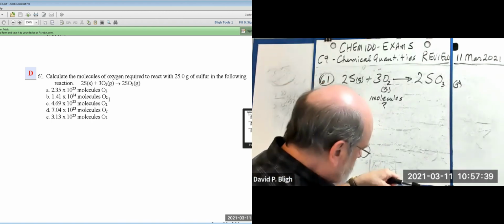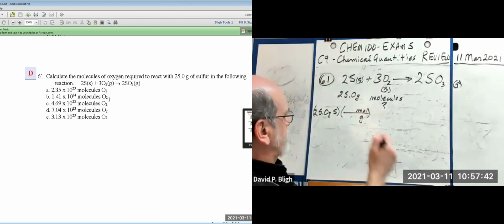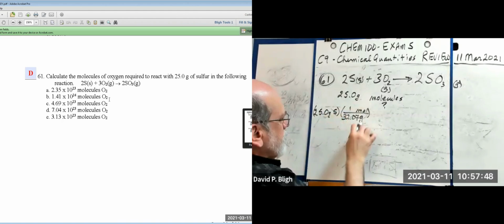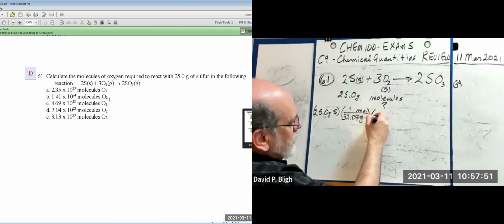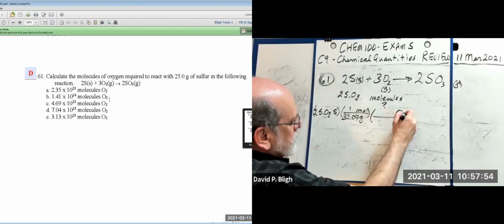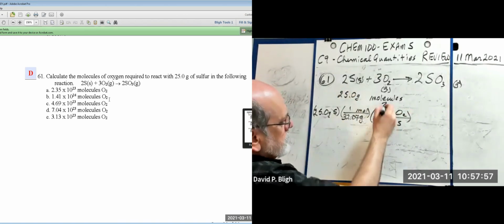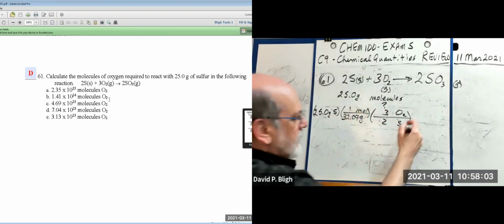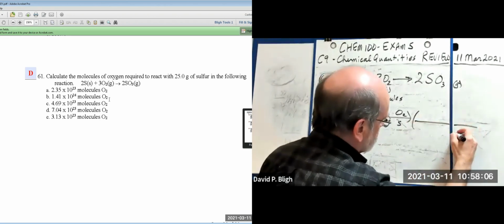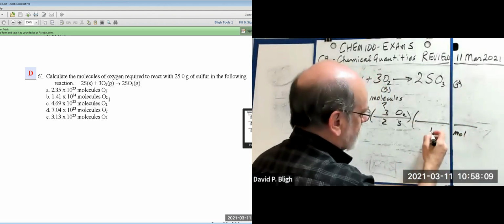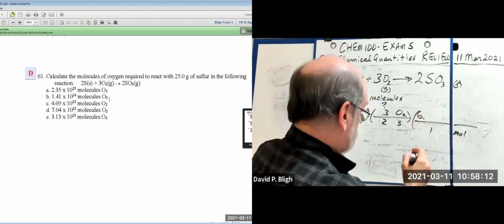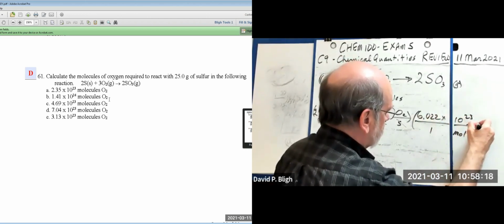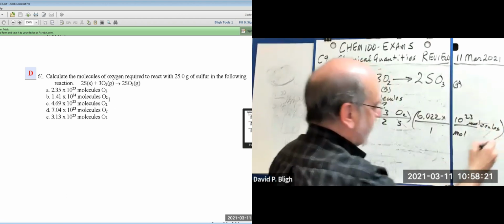Sulfur is 32.07. That gets rid of grams and makes moles of sulfur. Now, sulfur converted to oxygen. 2 sulfurs, 3 oxygens. So that gives the moles of sulfur to moles of oxygen. And then moles of oxygen to molecules. Okay?